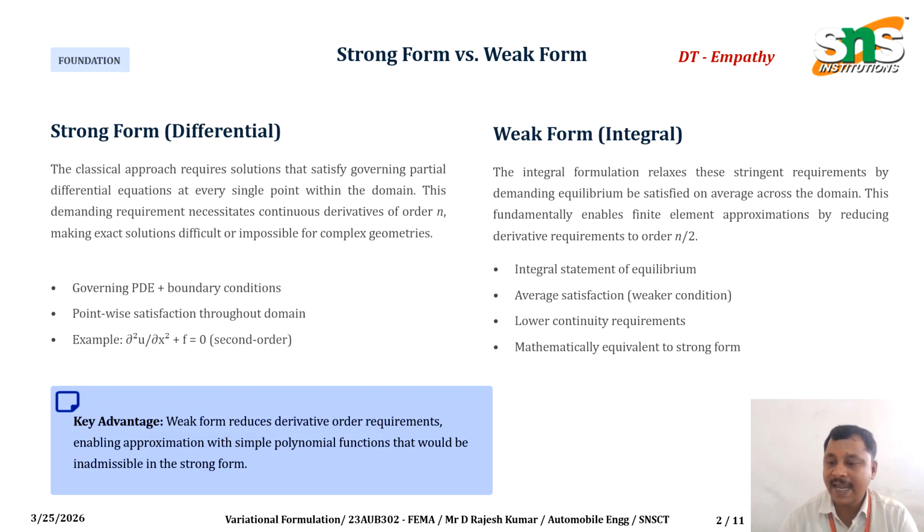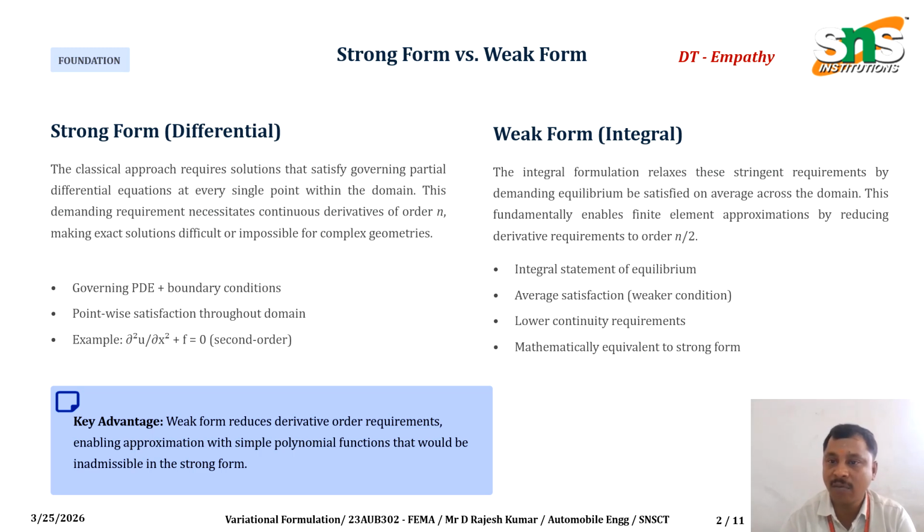Why? Because it necessitates continuous derivatives of order n. For a second order equation, we need second derivatives to exist and be continuous everywhere. This makes finding exact solutions very difficult, and for complex geometries like a car chassis or an aircraft wing, it becomes practically impossible. The strong form demands that governing partial differential equations be satisfied point-wise, boundary conditions be satisfied exactly, and high continuity requirements hold throughout the domain.